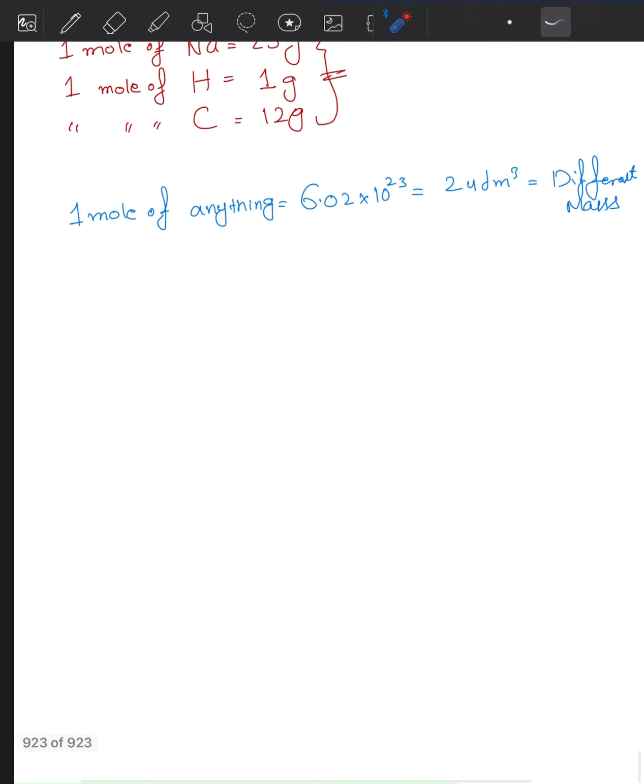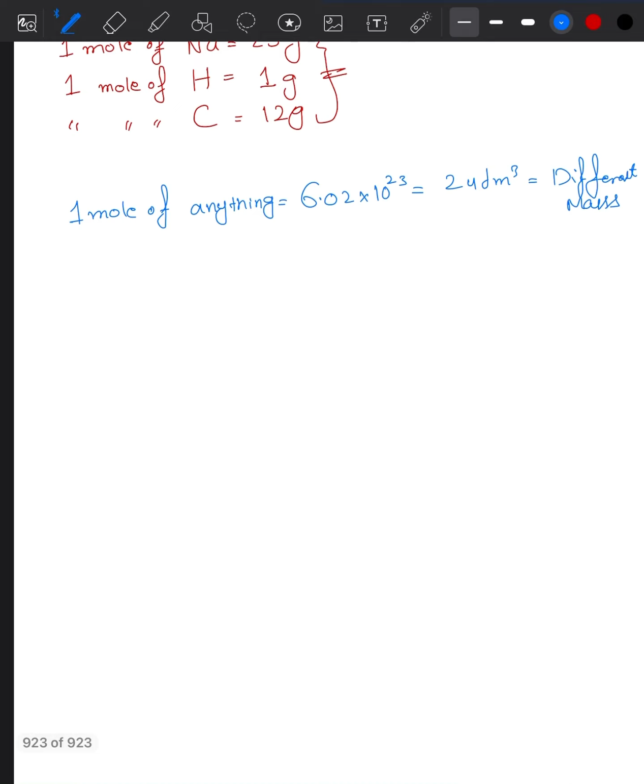From this, let's say we have 2 moles of carbon. 1 mole has a mass of 12 gram, so to find the mass of 2 moles, it will be 2 times 12, which is 24 gram. And if we have 3 moles, it will be 3 times 12, so 36 gram. From this we can derive another formula.